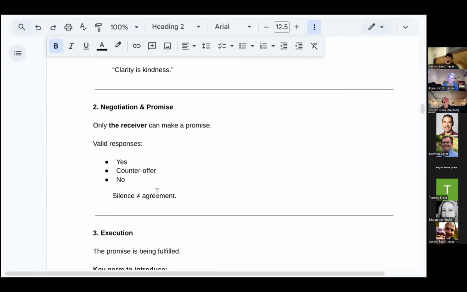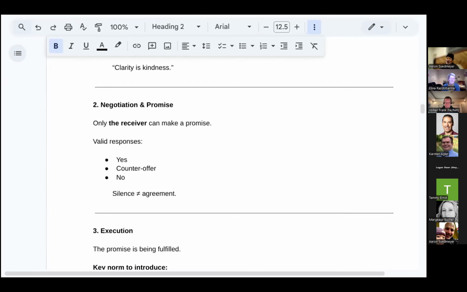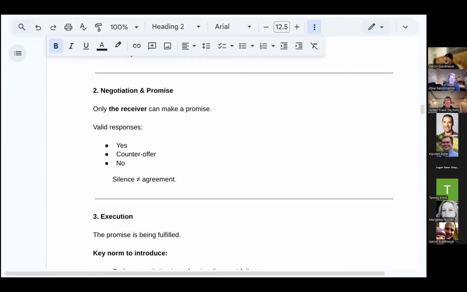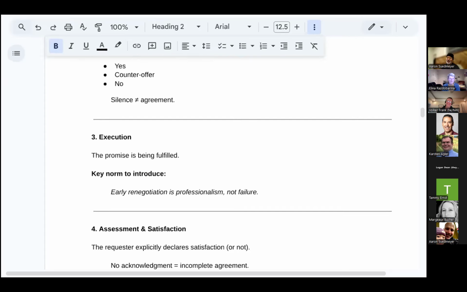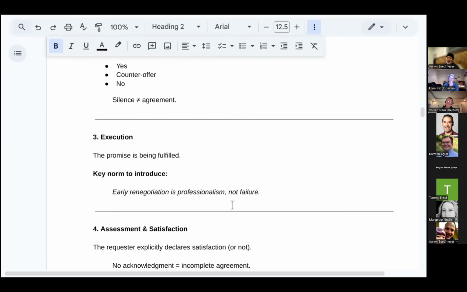So this gets back to the agreement phase: yes, counter offer, no, asking questions, being clear. Silence is not agreement. We have to learn that. If you say, hey, would you do this, and people don't respond, that's not agreement. Also, same for you. If you're silent, that's not a no, right? People may not take it as a no. So speaking is important. And obviously I'm talking about work cases.